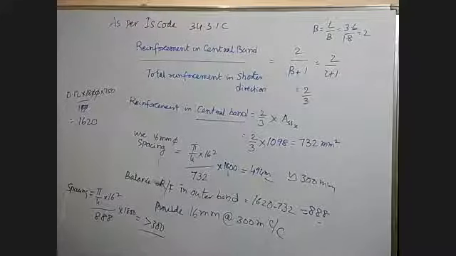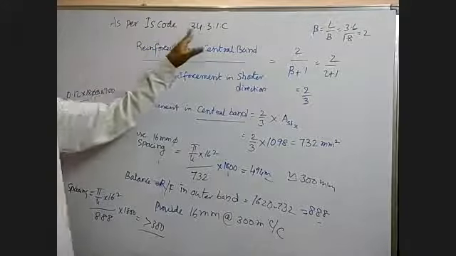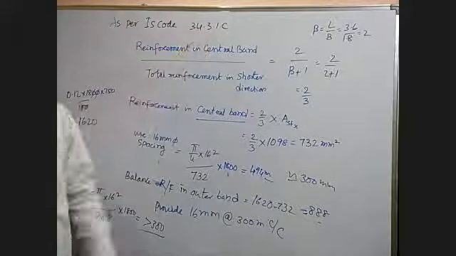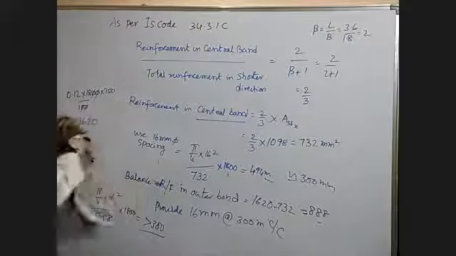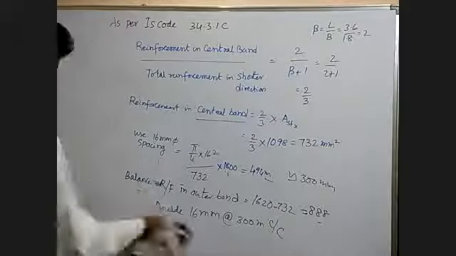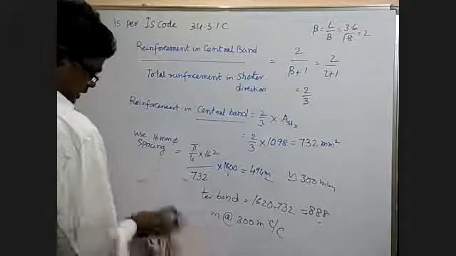Now we have to draw the total diagram here. If this were not the case, you could just find the spacing once and provide it. This is only when the minimum reinforcement is greater than the reinforcement in the shorter direction. Now you have to draw the diagram here.